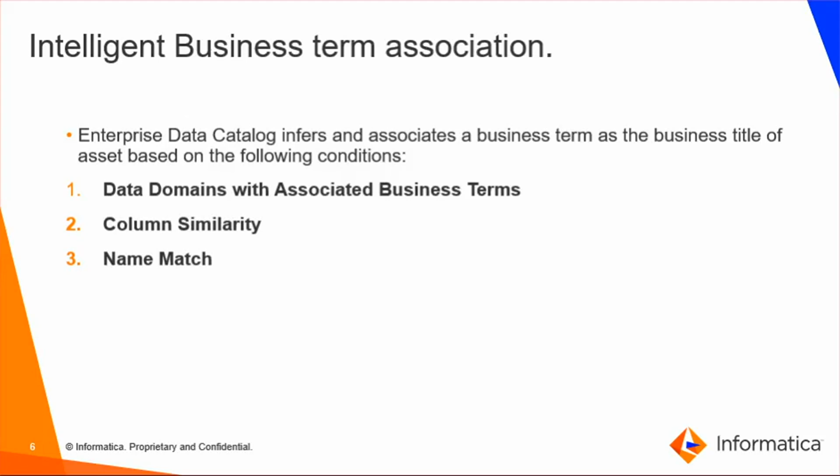Based on the following conditions, EDC will automatically assign a business term as a business title. First, it will assign a business title based on the data domains and associated business terms. Second, it will assign based on column similarity. And third, it will assign based on name match. Next, let's look in detail at what these three conditions mean.